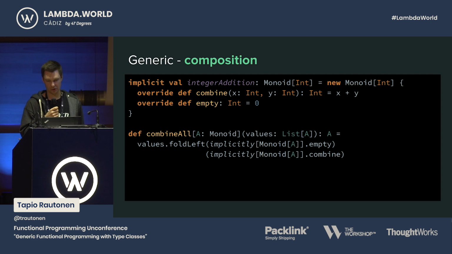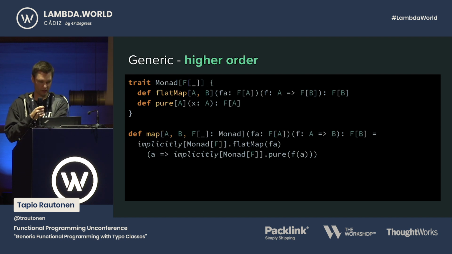And here we just use Scala, not so great syntax, but we go from value to value, starting from empty, and then combine all the values. So basically what we get is a sum of values or any kind of combination of the values, reducing it to only one value in the end.